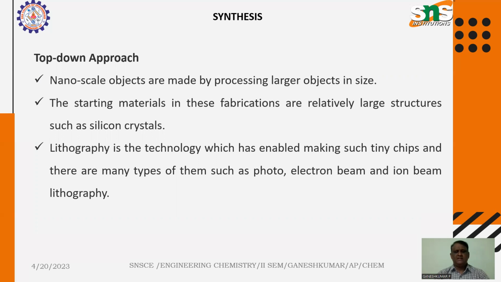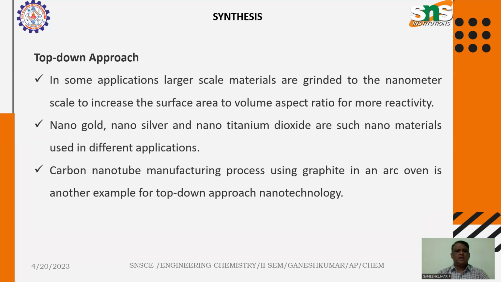Lithography is the technology which enables making such tiny chips, and there are many types of them, used in photo, electron beam and ion beam lithographies. By the top-down method, nano gold, nano silver, and nano titanium dioxide can be made for different applications. Carbon nanotube manufacturing using graphite in an arc oven method is the best example for top-down approaches.